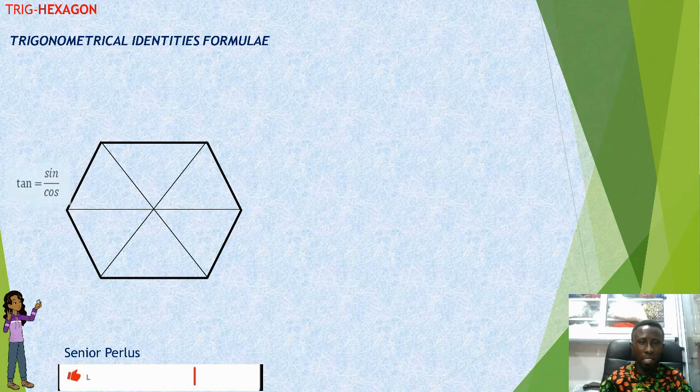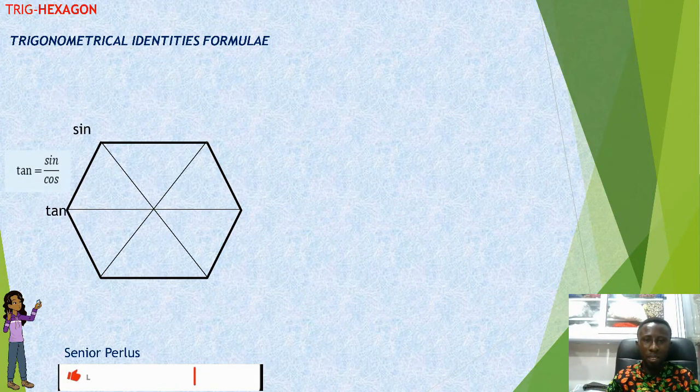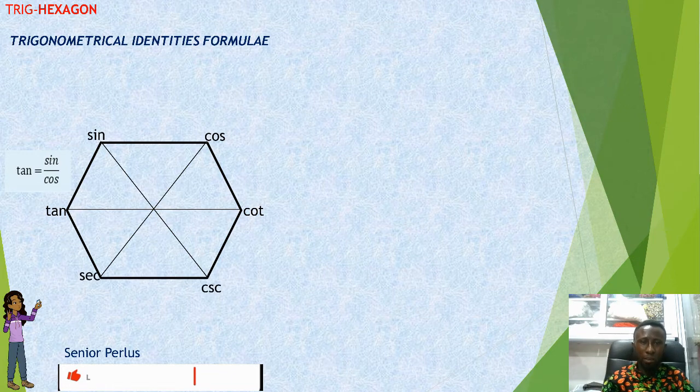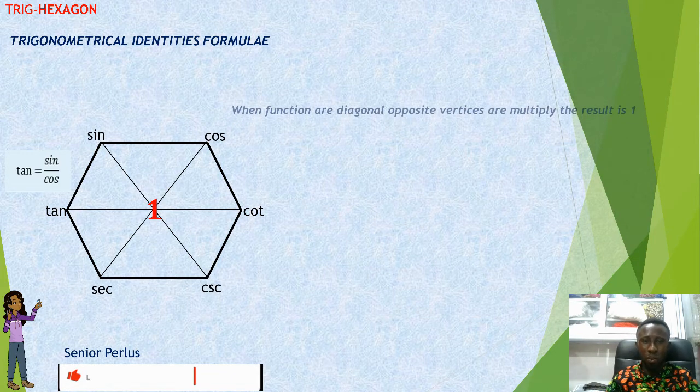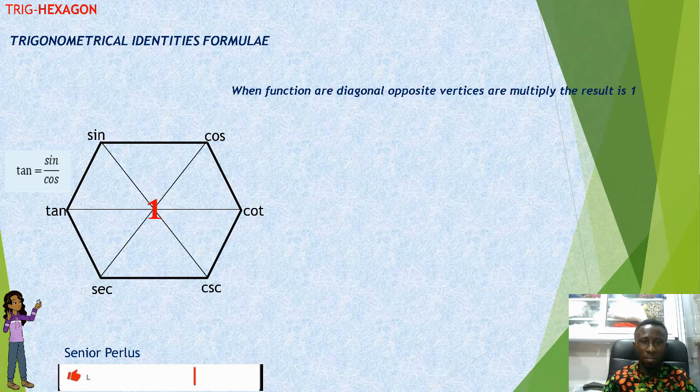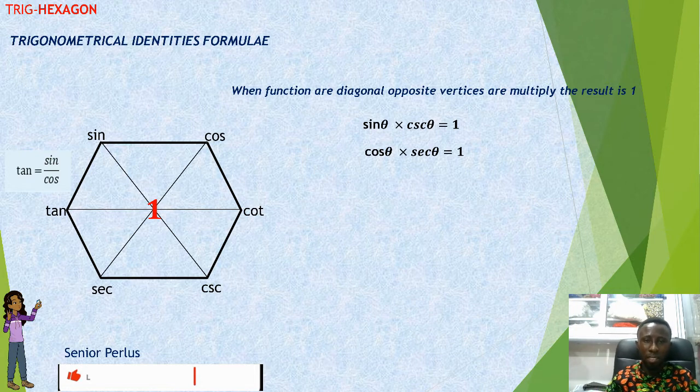On this presentation, when functions that are diagonally opposite vertices are multiplied, the result is 1. Sine times cosec is 1. Cos times sec is 1. Tan times cot is 1.